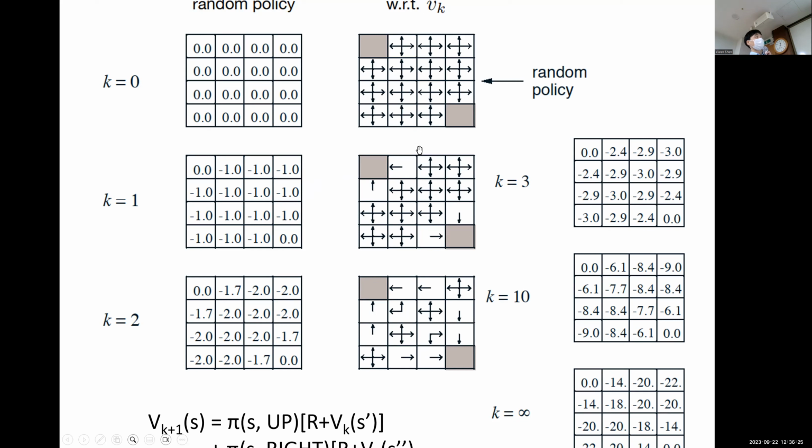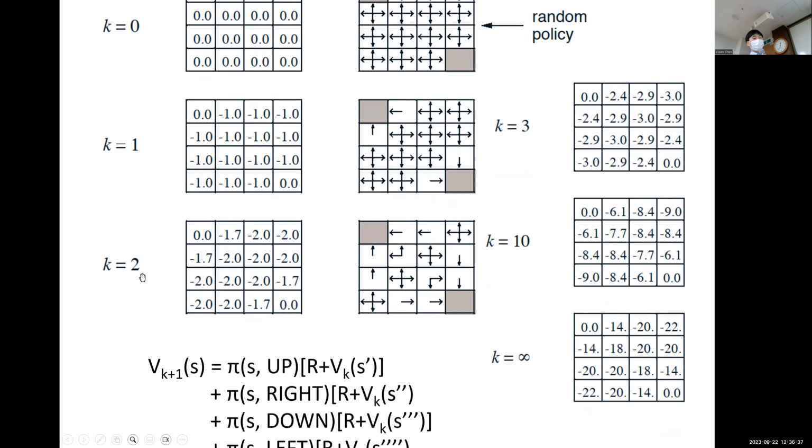Similarly for the others, from the initial state to the first state, we updated the policies, the actions of some states. Then we continue this process: when k equals 2, the next time step, we update again. All those policies are updated based on the current state values. For example, here the best actions are left or up, because the state value there is larger than for down and right, which are -2.